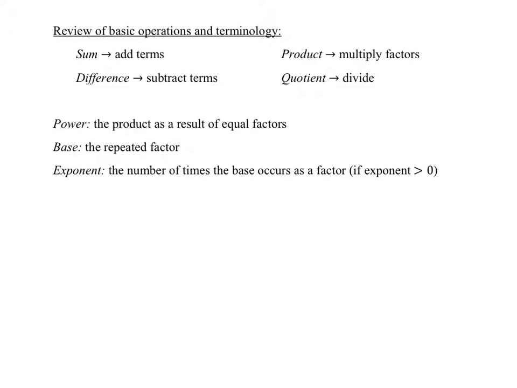We need to know our terminology again, right? The word sum in math does not mean a few of them, like, oh, I got some money. No, sum, S-U-M. The sum is the addition of two quantities, when you're simply adding terms together. The difference between two things is subtraction. The product is multiplication, and for division we use the word quotient.